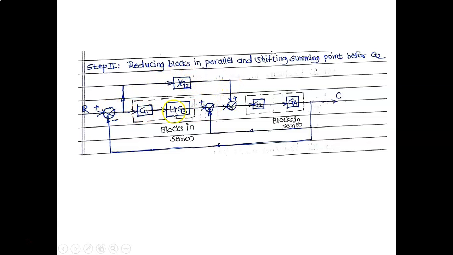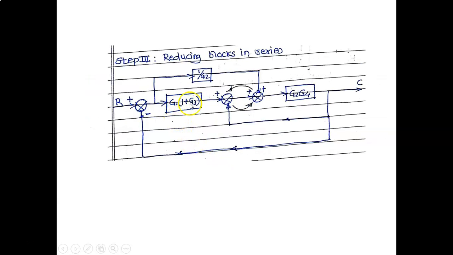Therefore G1 and 1 plus G3 are in series, and G2 and G4 are also in series. Therefore we will apply the series law, that is multiplication of the blocks. Therefore G1 into bracket 1 plus G3, here 1 upon G2 will remain as it is, and G2, G4. Now we will interchange summing points. Since these two summing points are directly connected to each other, we will interchange.